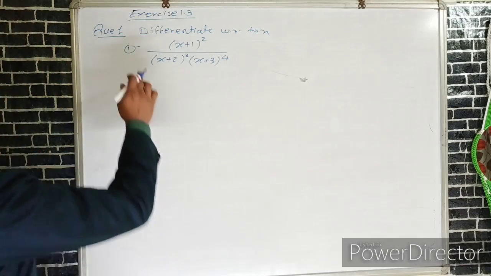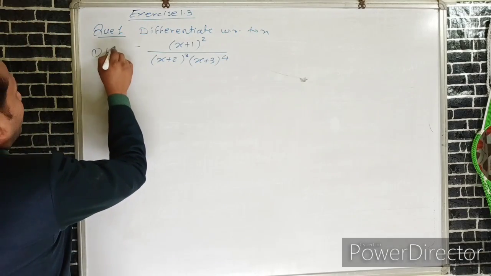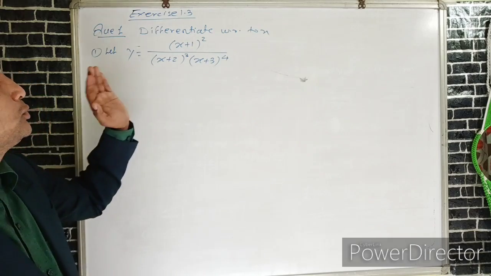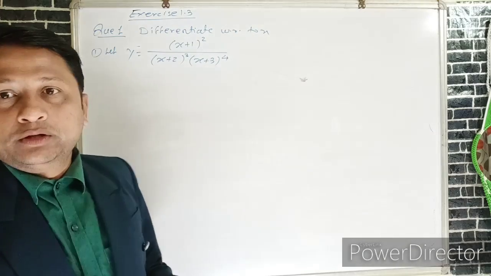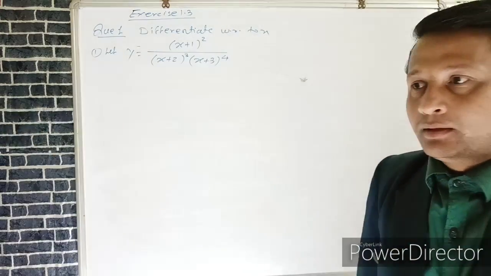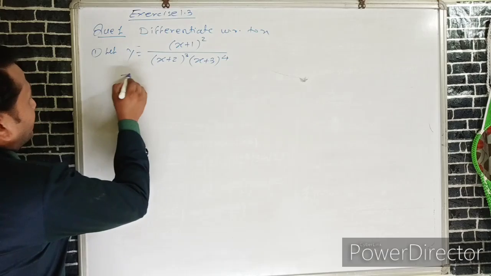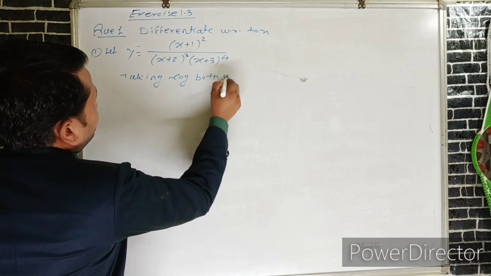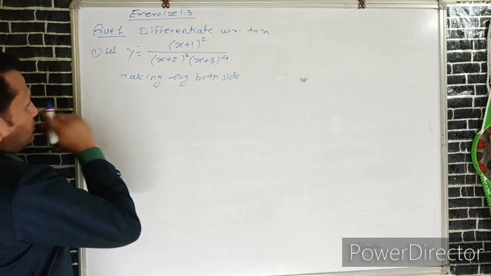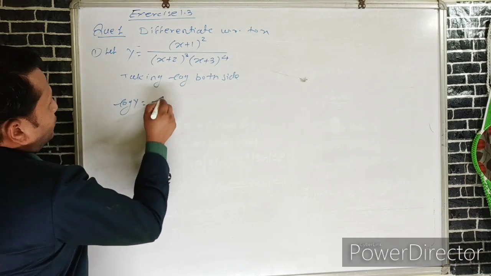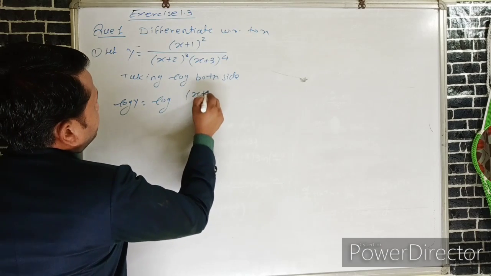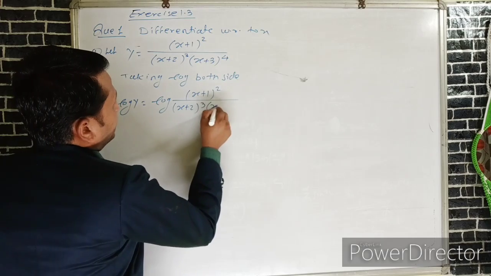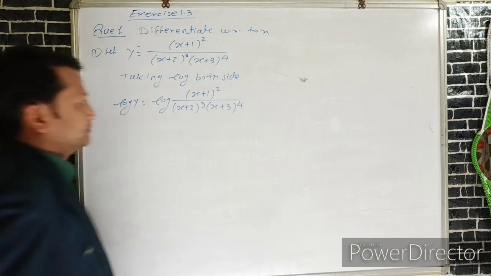First we consider the whole function: y is equal to (x plus 1) whole square upon (x plus 2) whole cube times (x plus 3) whole raised to the power 4. Now we take log on both sides. Then we can write log of y is equal to log of (x plus 1) square upon (x plus 2) cube into (x plus 3) whole raised to the power 4.